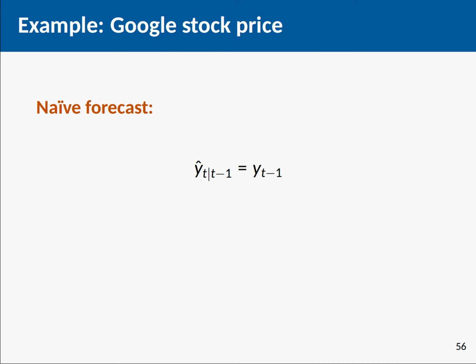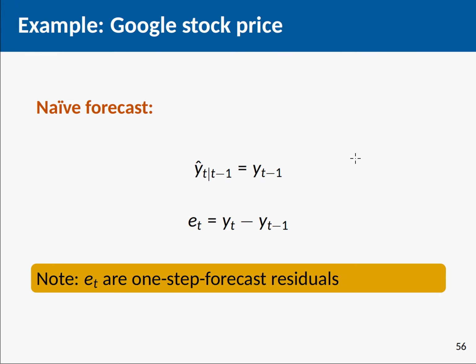A naive forecast in this case would tell us that the fitted value, the value of y t given information at t minus 1, just equals the previous period's value of y, which is y t minus 1. So the residuals can be written as y t minus y t minus 1. So the residuals are one-step forecast residuals in this case.